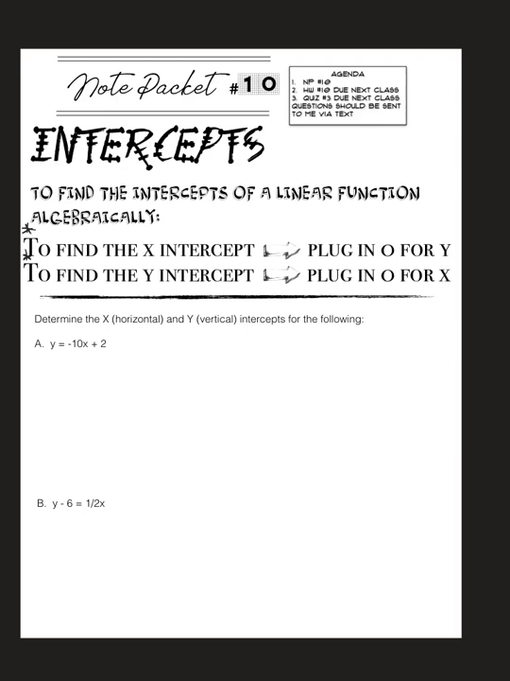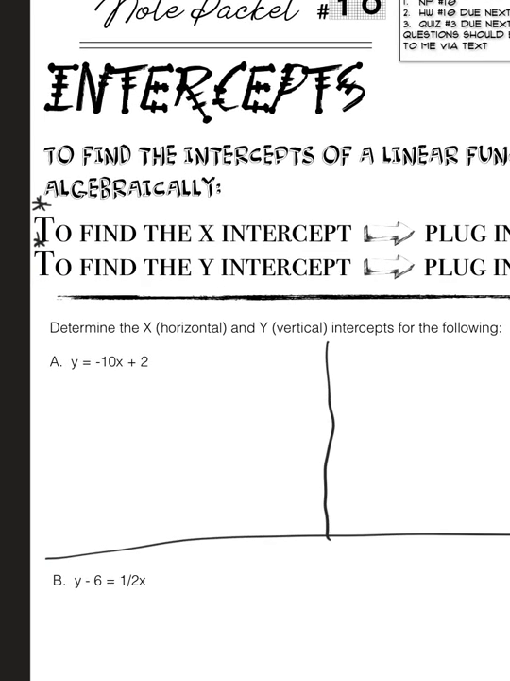So basically what I usually do with this is I usually will divide my workspace into two different sections, so that in one section I'm looking for the x-intercept and in the other section I'm looking for the y-intercept. So here's my equation for the first example.